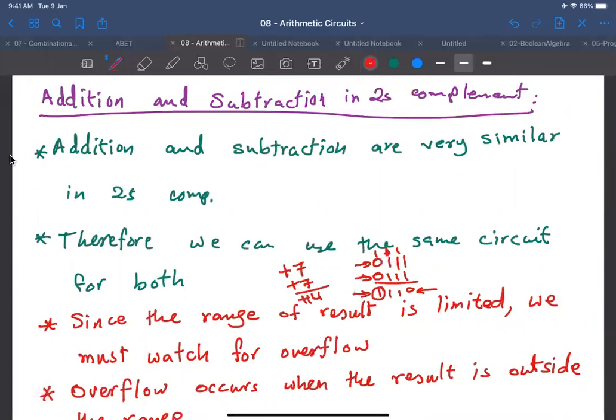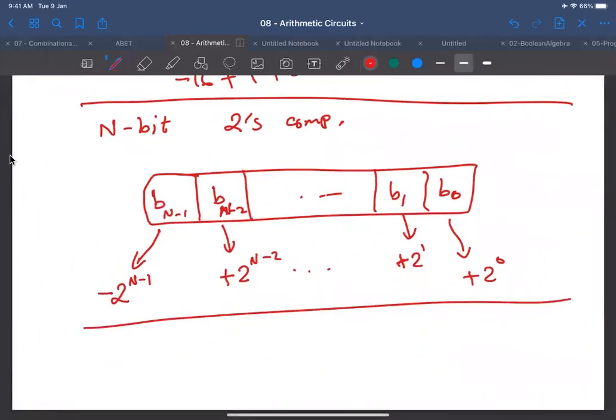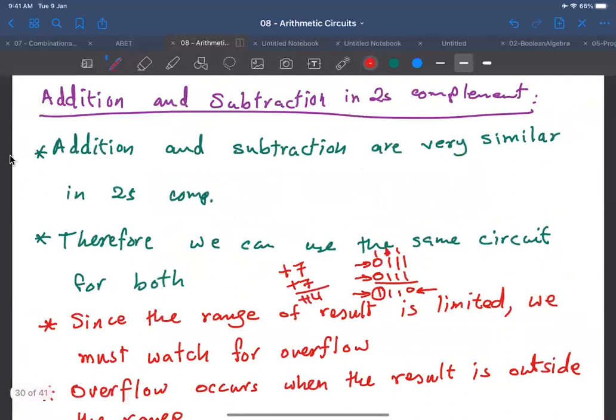If I ask you, in 4-bit 2's complement, what is 1110? Immediately tell me that this equals, in decimal, -8 plus 6, which is -2. So if I add 7 plus 7, do I get -2? No. So what is this saying? 7 plus 7 equals -2. That is wrong. So there is an overflow here.